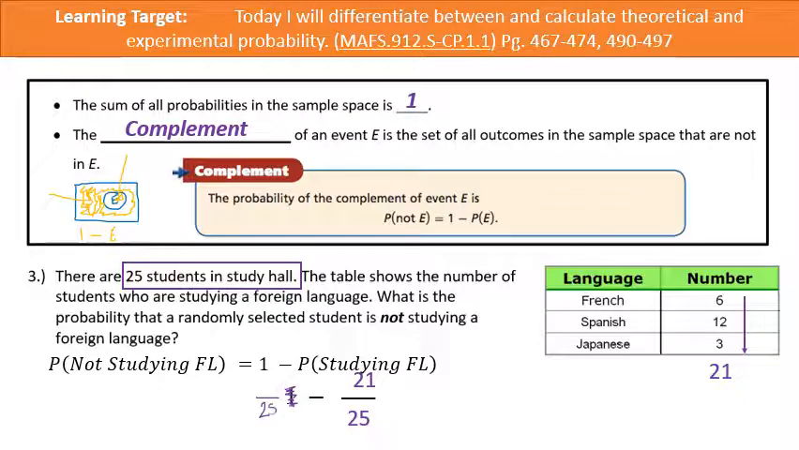Well, if I want it to be 1 still, then all I need is the numerator and the denominator to be the same. 25 divided by 25 is what? 1. Okay, so I'm going to rewrite 1 as 25 over 25 because now I have the same denominators. I can just subtract the top. 25 minus 21 equals 4. So 4 over 25, that's the probability that a student selected at random is not studying a foreign language. Does that make sense? We started by finding the probability that they were studying a foreign language, and then we just subtracted from 1.